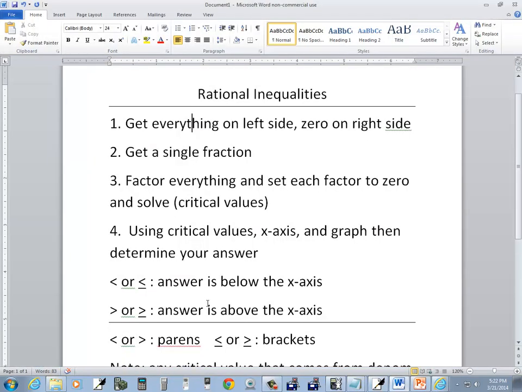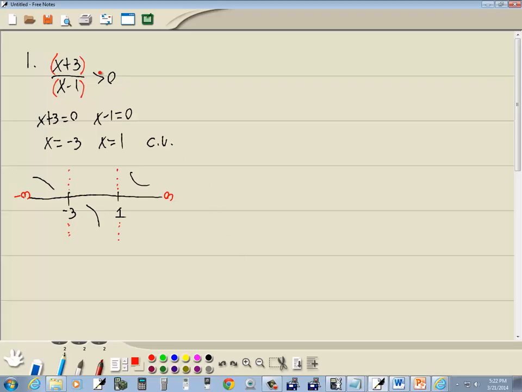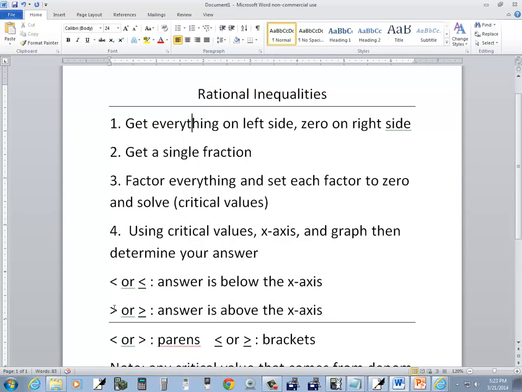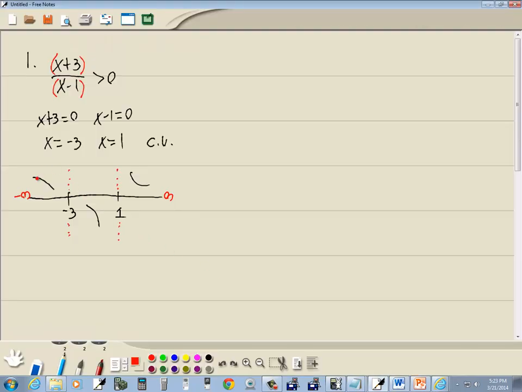Again, we could care less what the graph looks like. We're trying to identify above and below. For this problem, we got a greater than, and a greater than says the answer is above the x-axis. Well, my graph here is above, so that's going to be an answer. And over here it's above, so that'll be an answer also. Well, this interval goes from negative infinity to negative 3, and this interval goes from 1 to positive infinity.